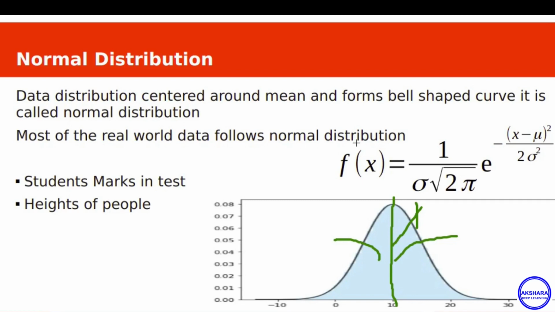The general form of its probability density function is f(x) = 1 / (sigma times square root of 2 pi) times e to the power of minus (x minus mu) whole squared by 2 sigma squared. Here parameter mu is the mean of the distribution and parameter sigma is the standard deviation. Student marks in a test will follow normal distribution and heights of people will follow normal distribution.